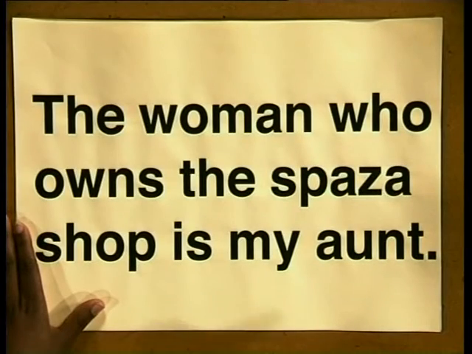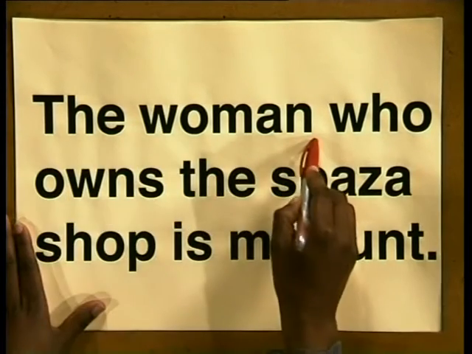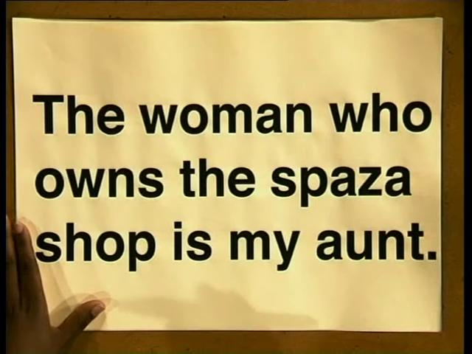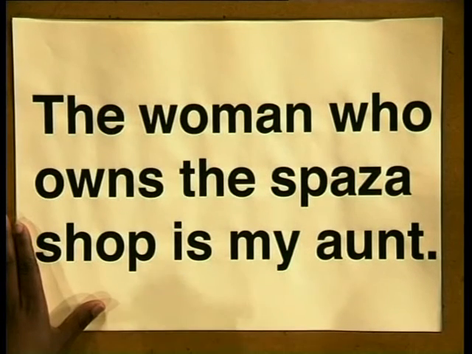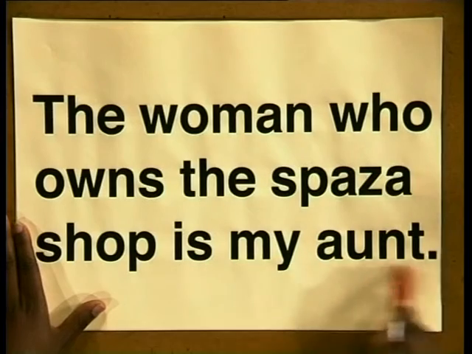Here's another example of a complex sentence. In this case, the subordinate clause is in the middle of the sentence. The woman who owns the spaza shop is my aunt. Where's the main clause in this sentence, and which part is the subordinate clause? Well, let's look for the subject. Here it is, the woman. And then let's look for the finite verb, and here it is. There's also a complement. Here, my aunt.